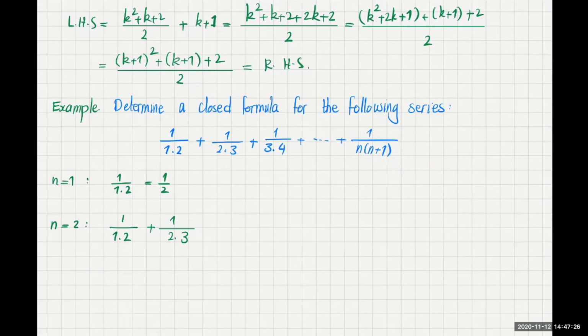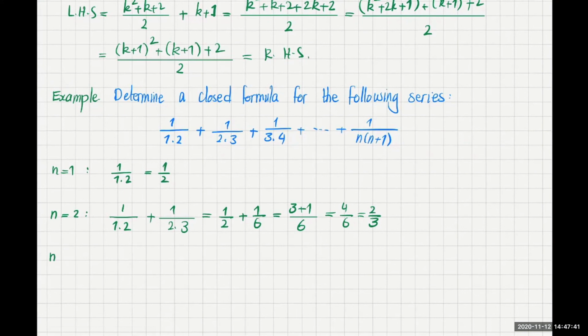But if you calculate this, this is 1 over 2, plus 1 over 6. You calculate it with the common denominator 6. 3 plus 1, it's 4 over 6. It becomes 2/3. It's probably not enough to see the pattern. Let me write n equal to 3 as well.